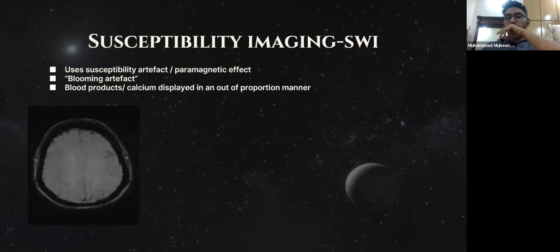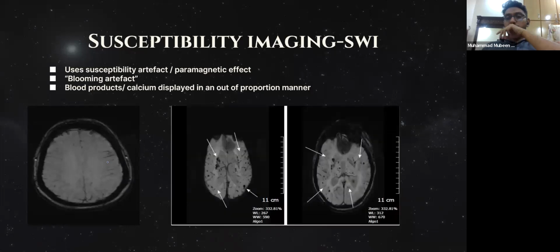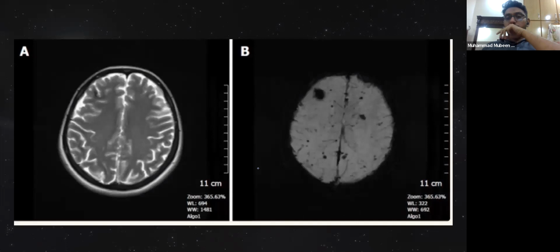They look something like this, with the vessels appearing black on all the images. On the right, you can see an example of hypertensive angiopathy. Small areas of bleed are shown in multiple areas, which might not be visible on T2 FLAIR images. Although these are displayed out of proportion to their size, you can detect their presence.